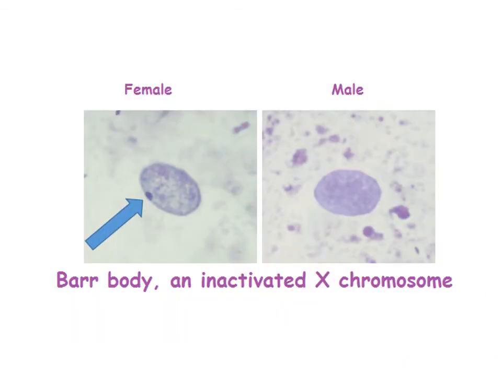The image here shows the bar body of an inactivated X chromosome. Woman has 2 X chromosomes as the sex chromosome. One of the X chromosomes is randomly inactivated and becomes a bar body. For trisomy X disorder or 47,XXX, there will be 2 bar bodies. This is because trisomy X has 3 X chromosomes. 2 of the X chromosomes will undergo X inactivation and become bar bodies.